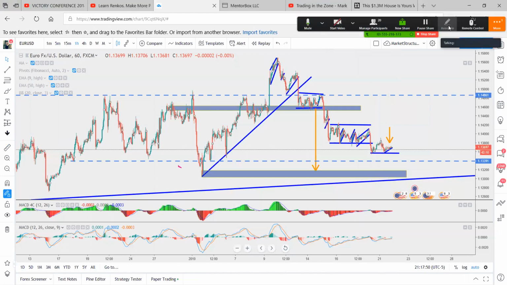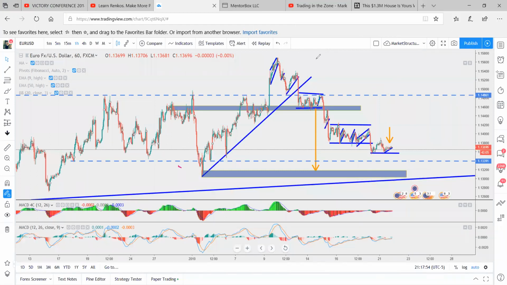I'm trying to get rid of this little mark. All right. What do y'all want to look at next? Odd USD.